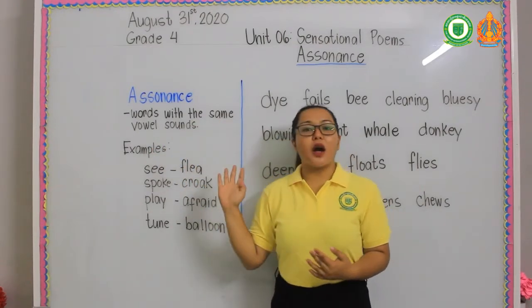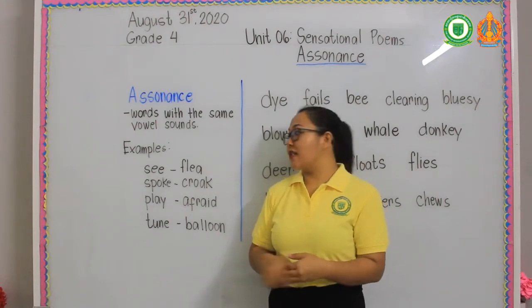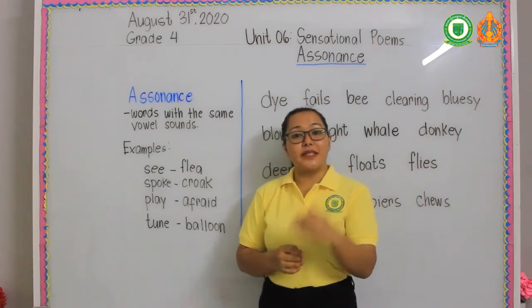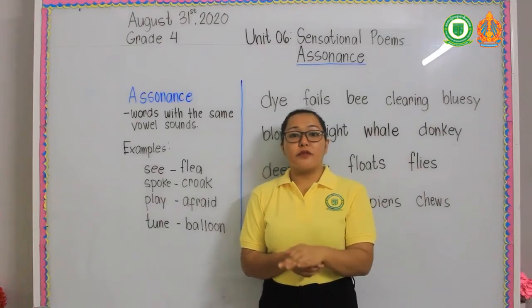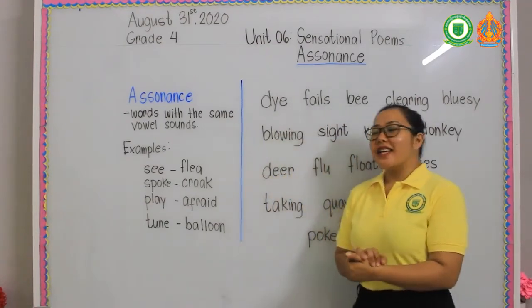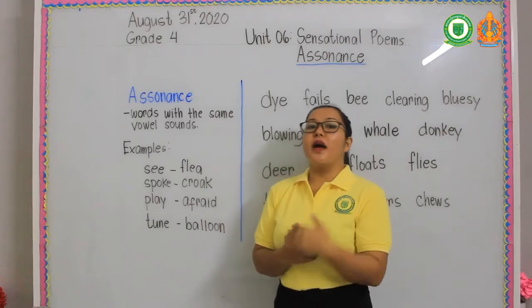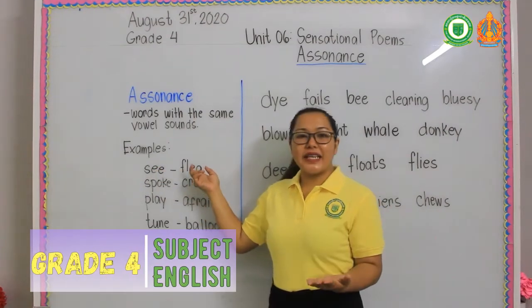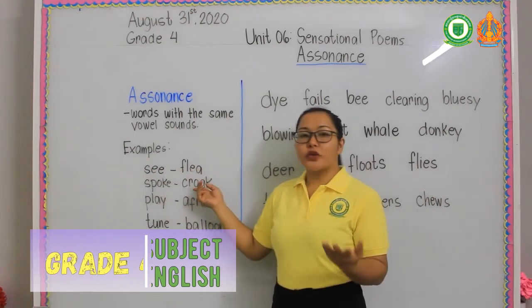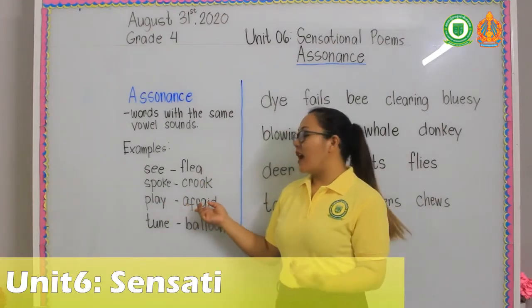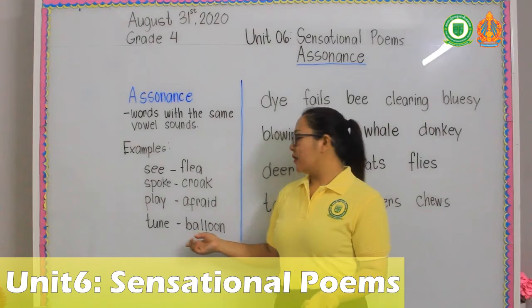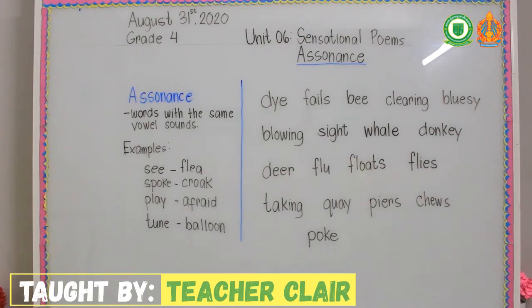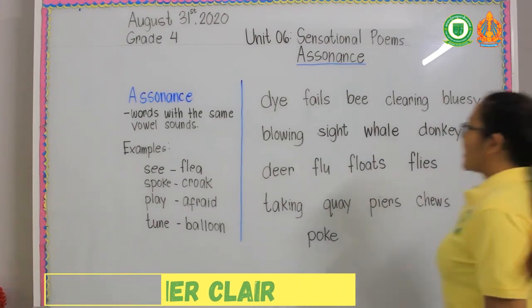So these words are just a few examples of assonance. As you hear me read these words, you notice that they have the same vowel sounds, even if they have different spelling. Okay? Alright, good. So let's have one more round. Let's read them all together. I want you to repeat after me. See, flee, spoke, croak, play, afraid, tune, balloon. Okay?